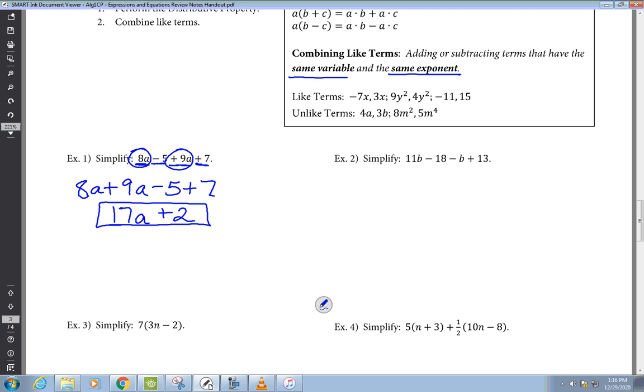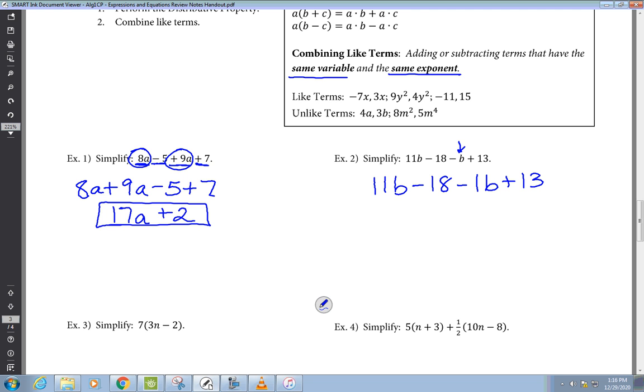So let's do another example. We have 11b minus 18 minus b plus 13. One thing to keep in mind here, this letter b doesn't have a number in front of it. If there's no number in front of a variable, it is understood to be 1. So for some of you, it might help to put the number 1 in front of the variable. If you don't think it will help you, that's fine. Just know that there's a 1 in front of it, and you have to treat it that way.